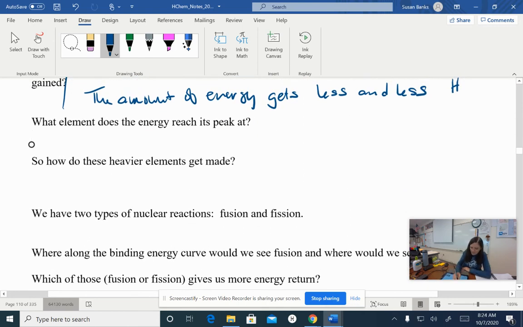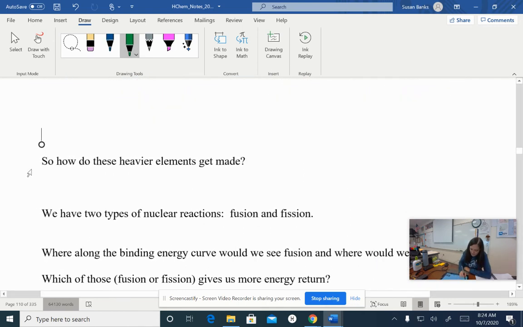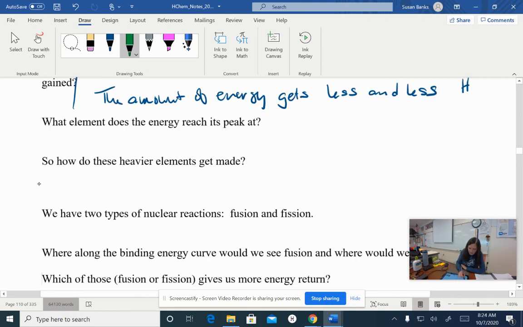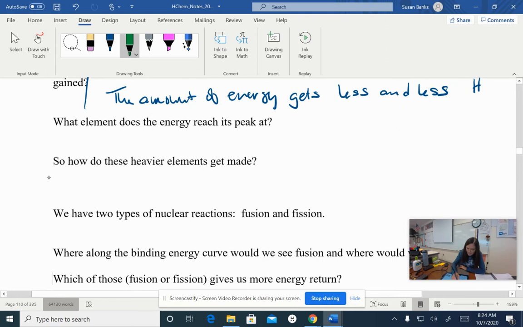How do these heavier elements get made? Because we know that we have elements beyond iron. So how do these heavier elements get made?